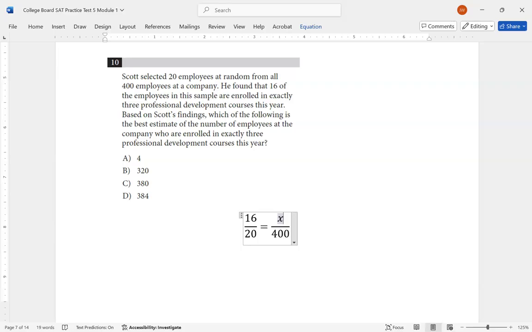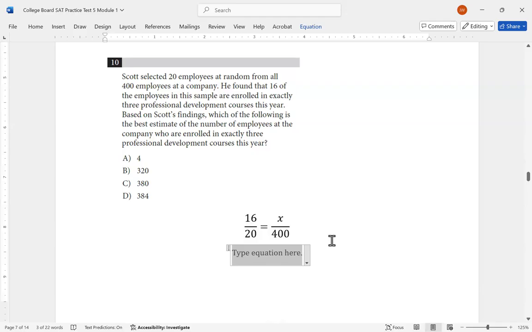And then you can cross multiply if you'd like. There are a lot of different ways you can do this. You can multiply both the 16 and the 20 by 20 if you'd like. You could do cross multiplication. You could solve it by clearing a denominator, multiplying both sides by 400. So lots of different ways to solve this.